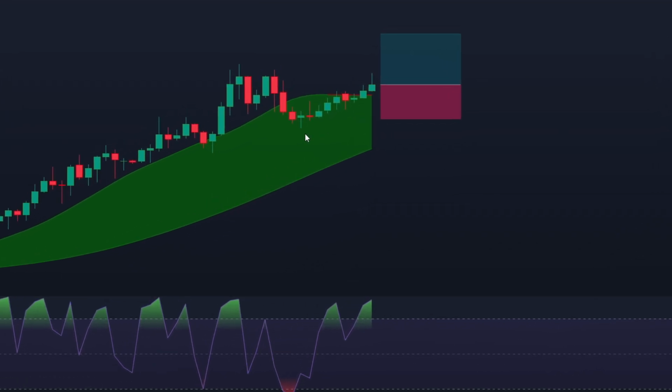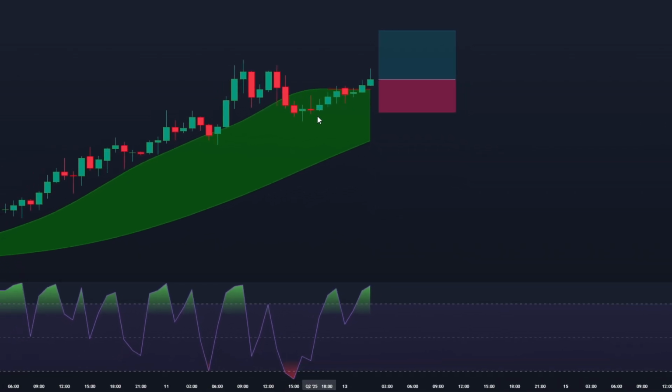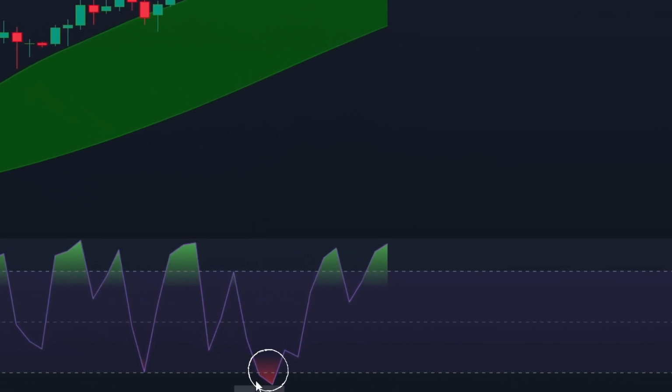First, price must completely move inside the T3 ribbon, not just touch it with a wick. You want candles actually living inside the band, like you see in a proper retracement. Second, at least one of the candles that forms while price is inside the ribbon must push RSI below 20.